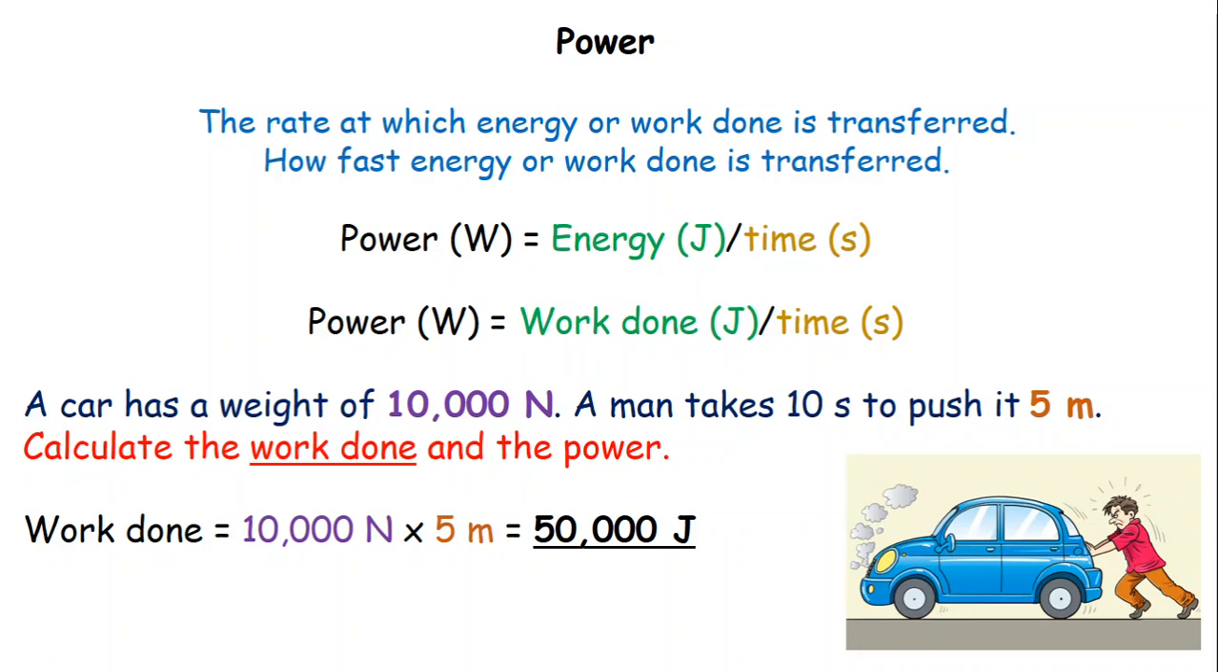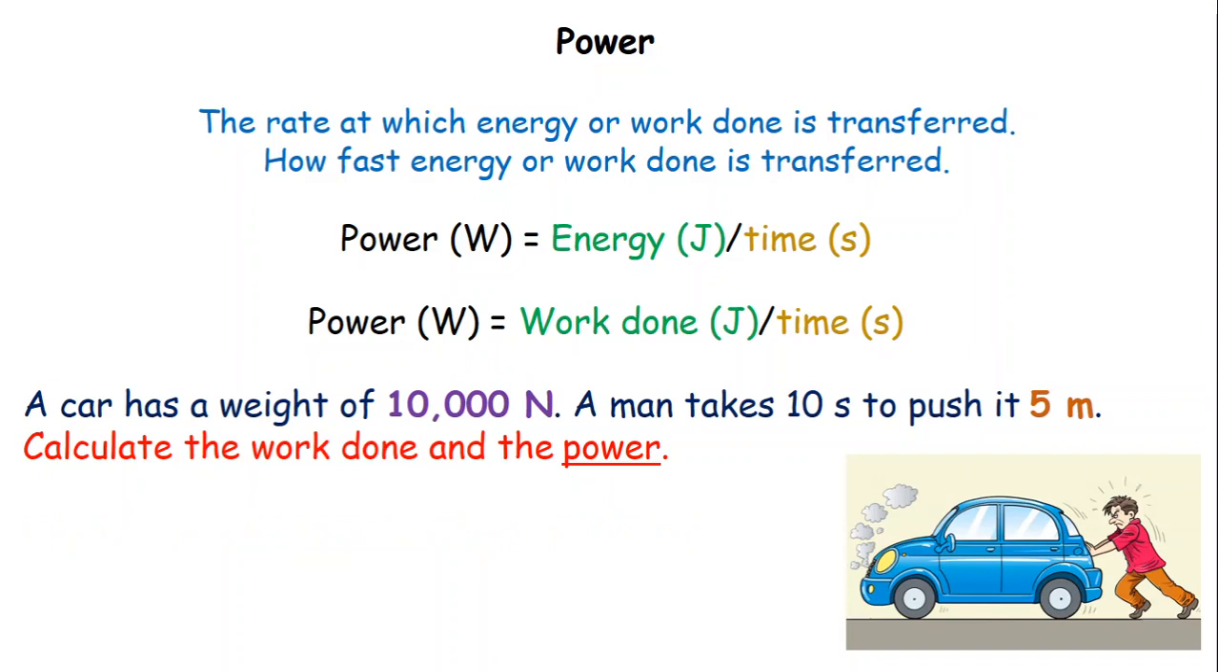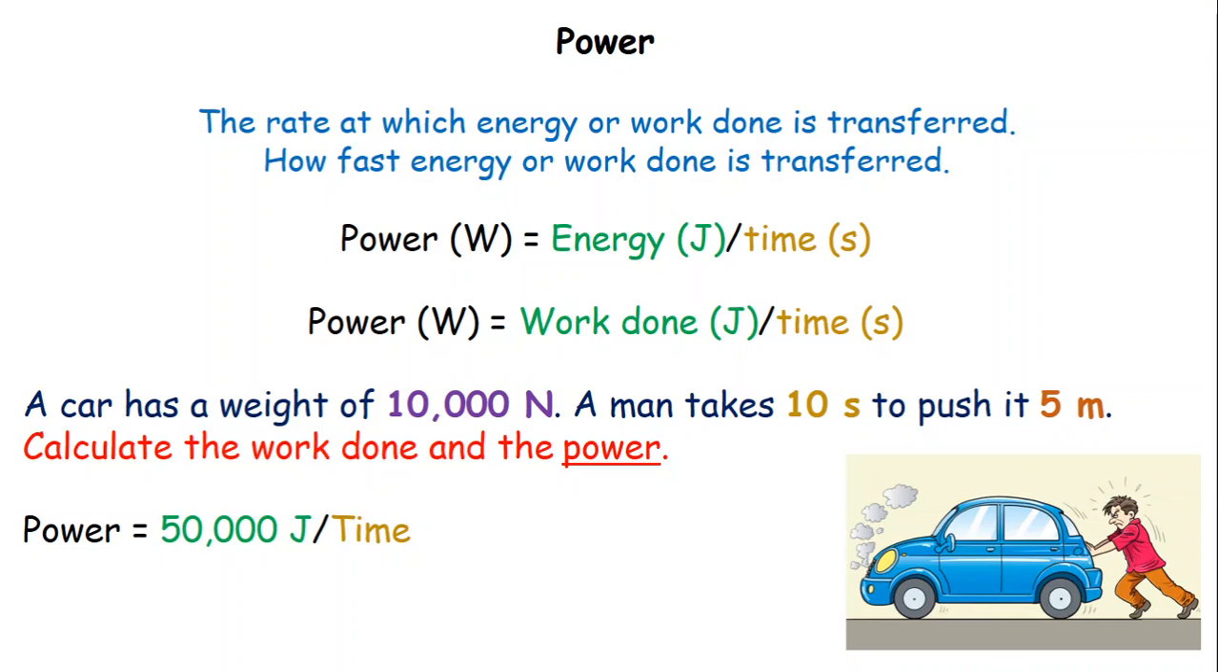Now that we know work done, we can move on and calculate the power. So remember, power equals work done divided by time. We already calculated work done. It was 50,000 joules. So we now have 50,000 joules divided by time. And the time given to us in this question is 10 seconds. So we get 50,000 joules divided by 10 seconds. And this gives us a power of 5,000 watts.